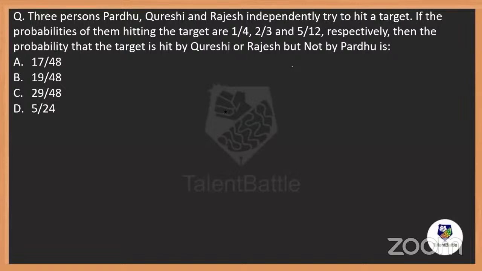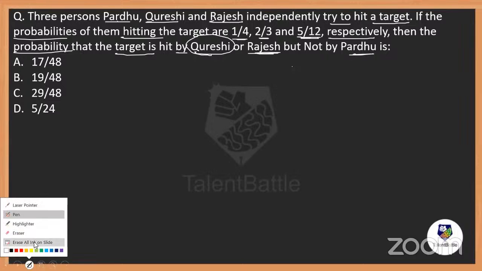We will solve it. Prabhu, Qureshi and Rajesh independently try to hit a target. If the probabilities of them hitting the target are 1 by 4, 2 by 3 and 5 by 12 respectively, then what is the probability that the target is hit by Qureshi or Rajesh but not by Prabhu?